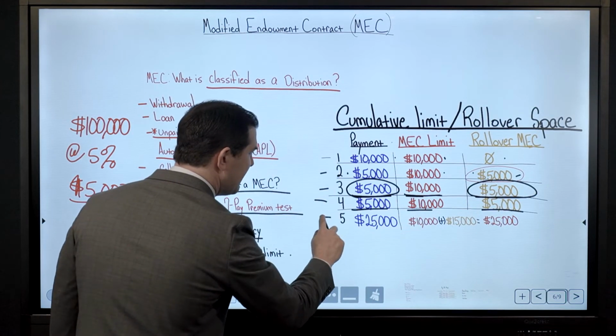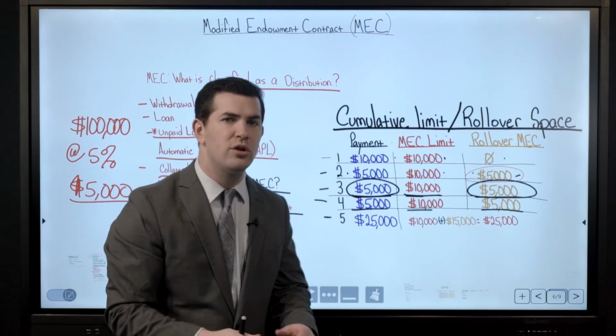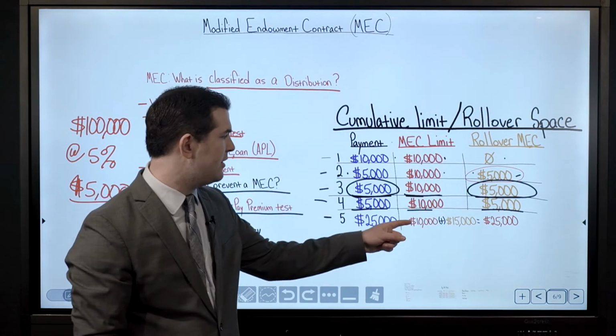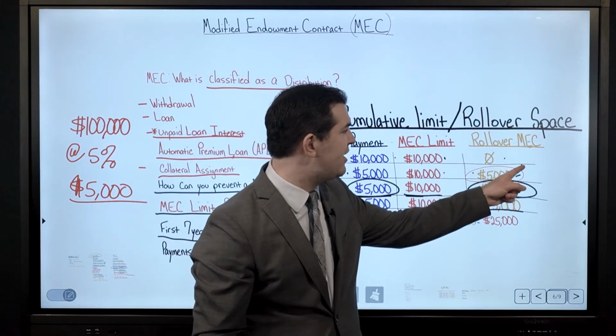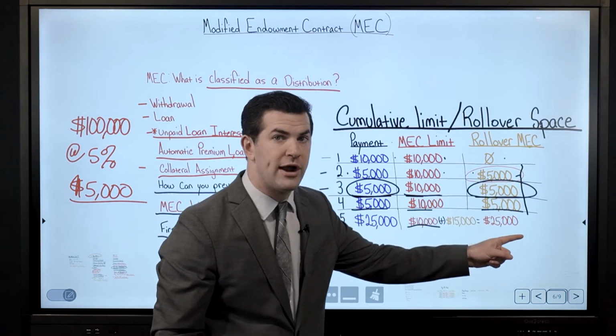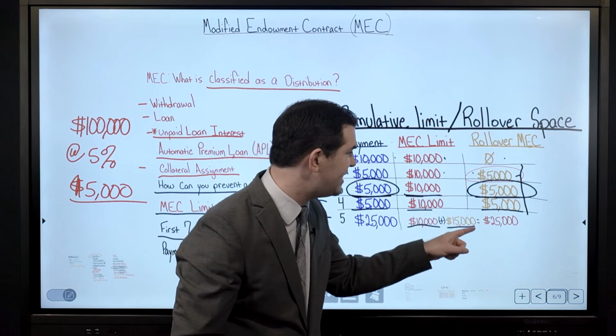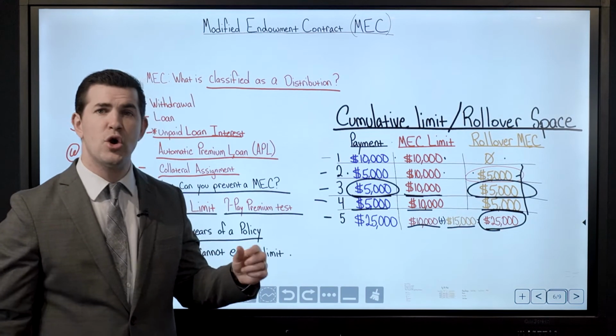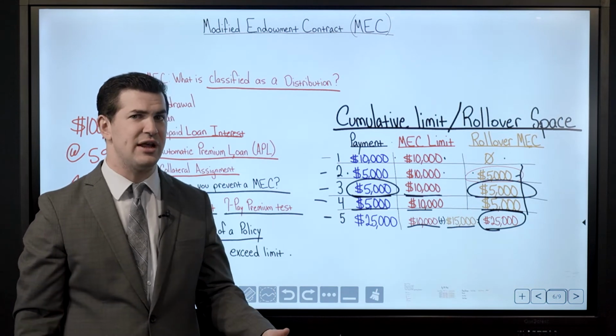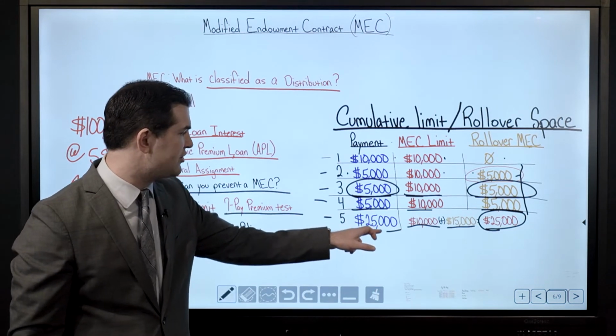Here we go, year 5 comes around. The total amount of money you can pay in, your MEC limit, resets at $10,000 plus the unused space from all prior years, which is another $15,000. So you can technically make a total payment of $25,000 for the year, which is what we do just here.